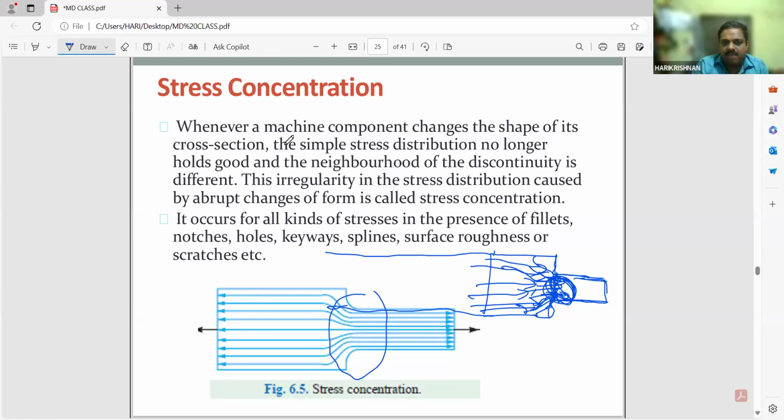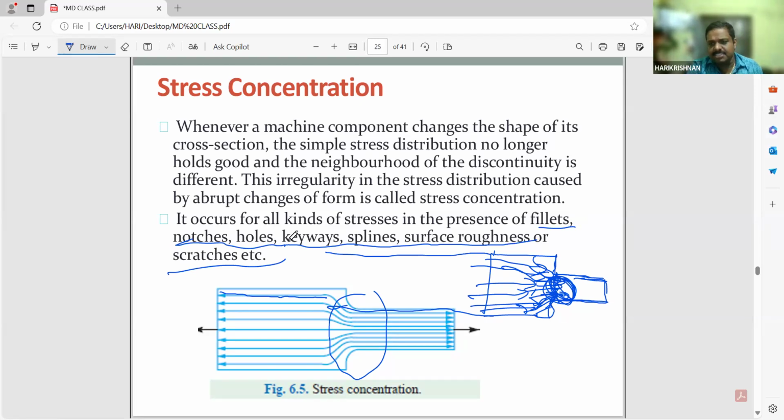Whenever a machine component changes the shape of its cross section, the simple stress distribution no longer holds good. The neighborhood of the discontinuity is different. So this irregularity in stress distribution caused by abrupt changes of form is known as stress concentration. It occurs for all kinds of stresses in the presence of fillets, notches, holes, keyways, splines, surface roughness, scratches, etc. This happens in all these areas.